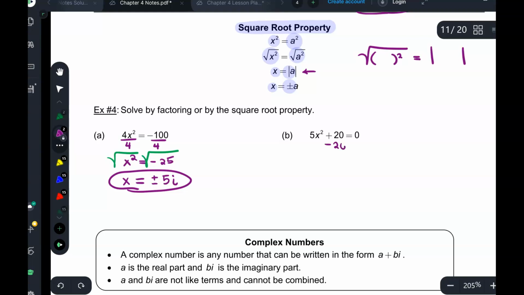Next one, again, I want to isolate the x squared first. So subtract 20 from both sides. Divide both sides by 5. We get x squared equals negative 4. Take the square root. We get x equals plus or minus 2i.